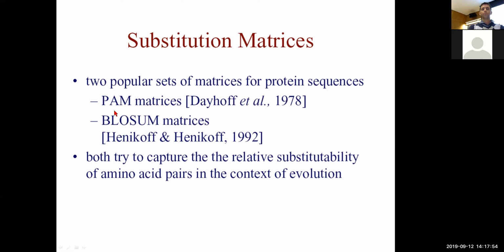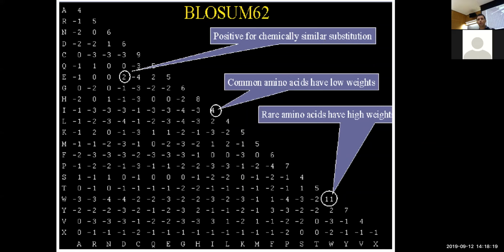And that's how they obtained the PAM matrices. So BLOSUM was basically hand aligning or somewhat aligning a bunch of knowingly related sequences. And then PAM was just evolving forward from some ancestral sequences. And both tried to capture the relative substitutability of amino acid pairs in the context of evolution. Everybody with me? Great. And that's how we end up with these numbers.